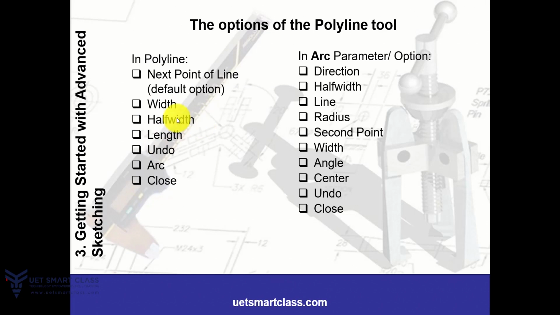Now the next option is half width. Half width is nothing but half of the original width. So that is from the starting point to the center point. So you can specify the half width as well. Accordingly, by default, it will take the complete width. Then you can specify the length.